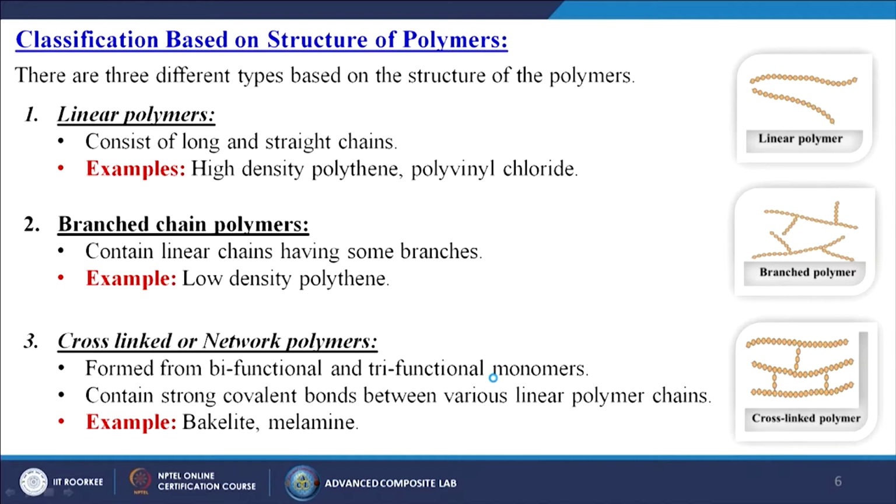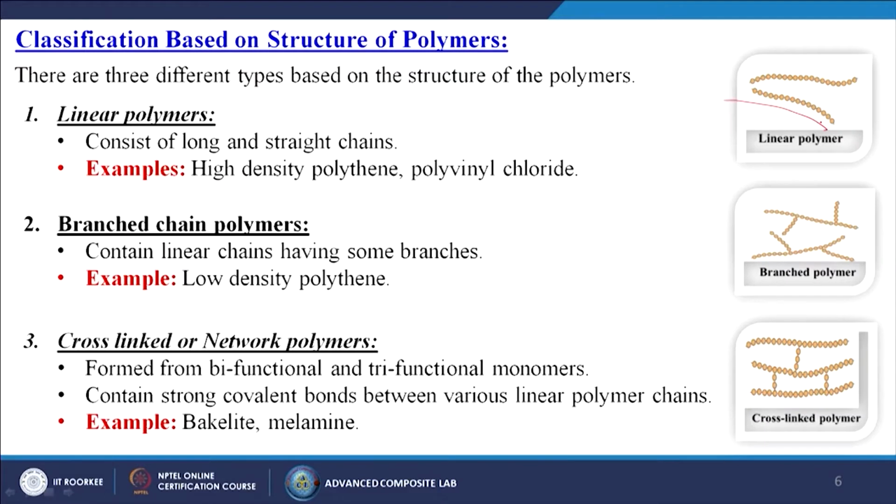Now, we are going to discuss the classification based on structure of polymers. First it is called linear polymers, which consist of a long and straight chain, like high density polythene and polyvinyl chloride. In this particular case you can find a long chain of all the mers. Then we talk about branched chain polymers, which contain linear chains having some branches. In this particular image you can see certain branches attached to the main chain, an example is low density polythene.